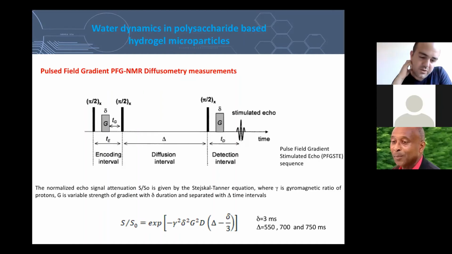Here, one should also say that the diffusion of the confined water is not like the bulk water diffusion. It is some sort of restricted diffusion. For this reason, the waiting time, big delta, is especially important. And to have an accurate value of the diffusion coefficients, we also repeated the measurements for three different values of big delta.